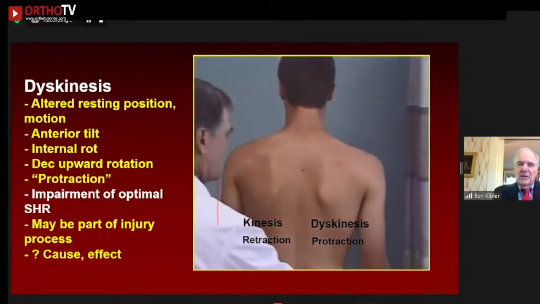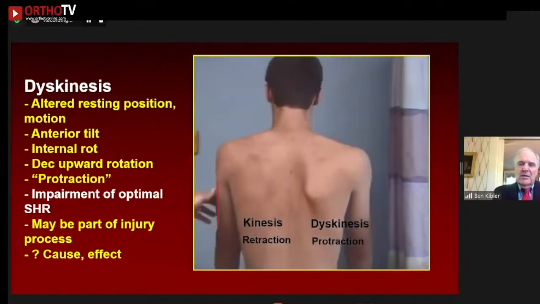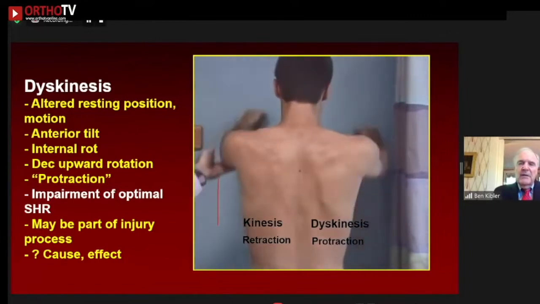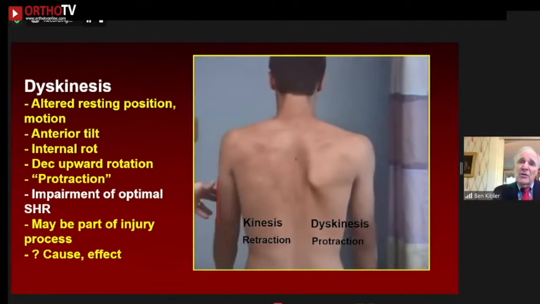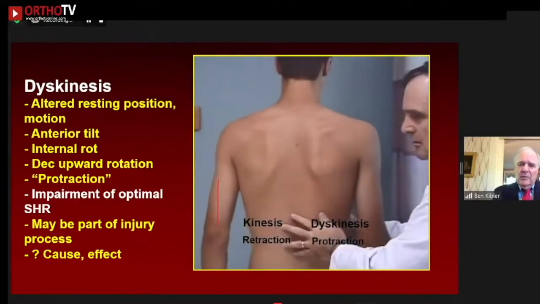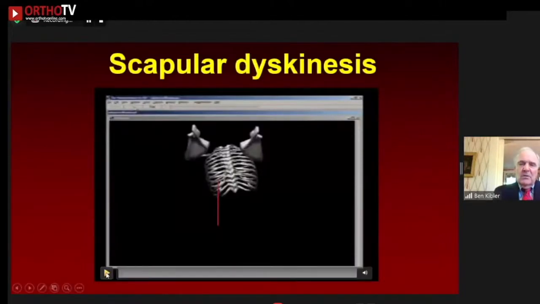You watch as the arm is elevated, and especially with the arm brought down, you see the protraction, the prominence of the inferior medial border, showing that you do not have control of that inferior medial border as you try to move the arm. Now, this is, once again, from our motion capture system.